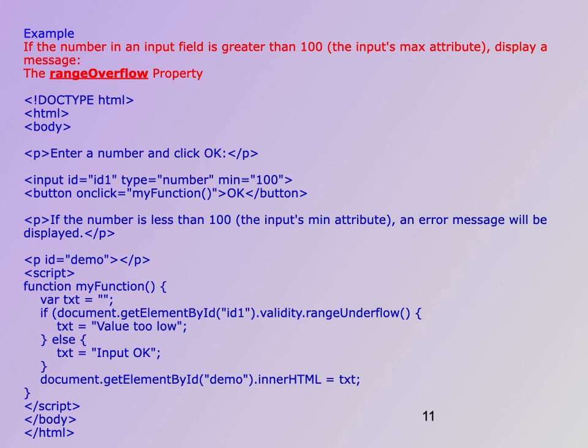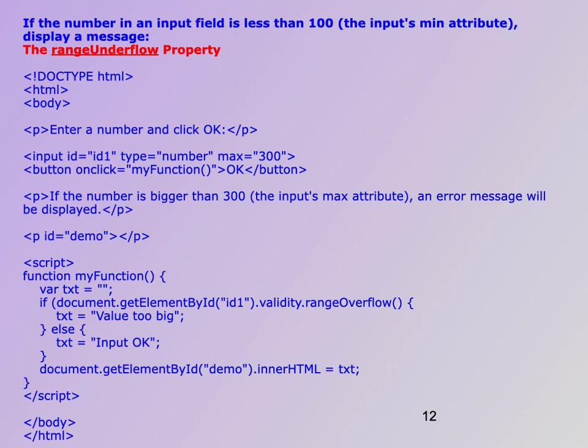Now we will see range overflow. Don't look at the red colored letter, that is not the correct method or property used over here. So in this example, enter a number and click OK. Here, in input id is equal to id1, type is equal to number, max value is set to 300. If the number is bigger than 300, that is, greater than the input's max attribute value, an error message will be displayed.